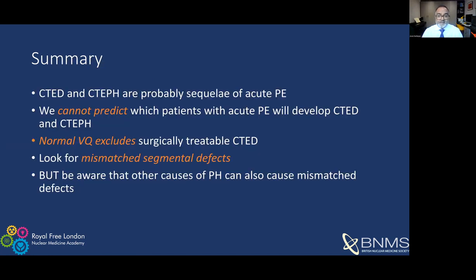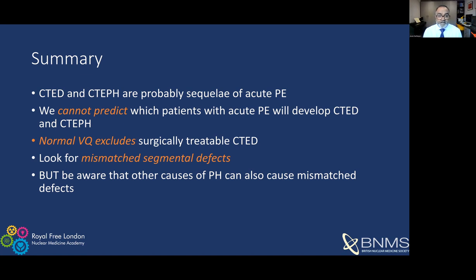So to summarize, CTED and CTEPH are probably the sequelae of acute pulmonary emboli, although there may be a different origin for some cases. Unfortunately, we can't predict which patients with acute PE will go on to develop CTED or CTEPH. A small number of patients will. It's not recommended that we do routine screening after treatment for patients with pulmonary emboli to look for evidence of CTED if they're asymptomatic.